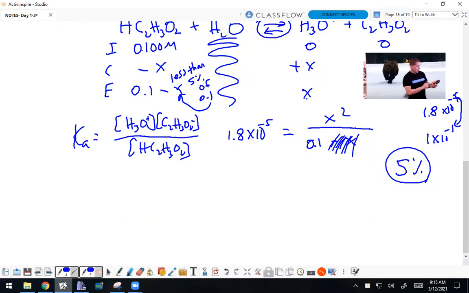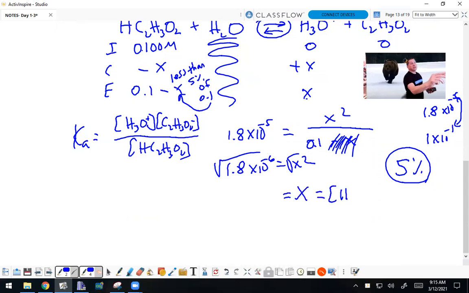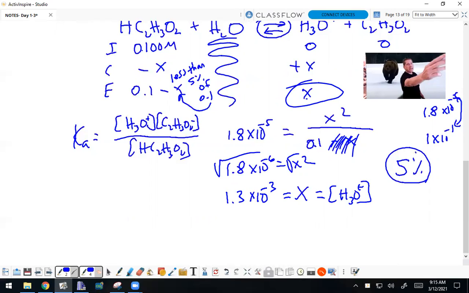Okay, so I have 1.8 times 10 to the minus 5 times 0.1. And I get 1.8 times 10 to the minus 6 equals x squared. Square root of both sides. Now, x equals the H3O plus concentration, remember, from right here, x. So we have the square root of 1.8 times 10 to the minus 6, which is 1.3 times 10 to the minus 3. So now I know the H3O plus concentration, as long as it's not 5% ionized.